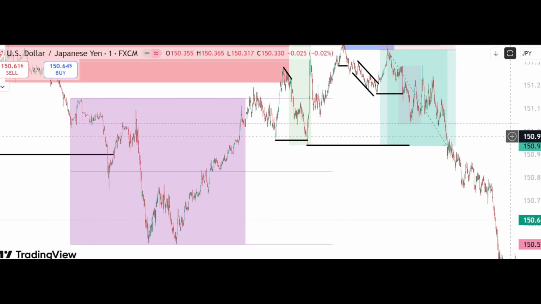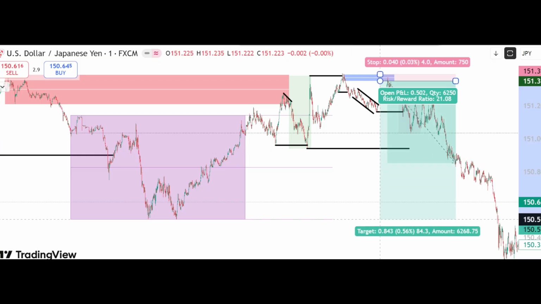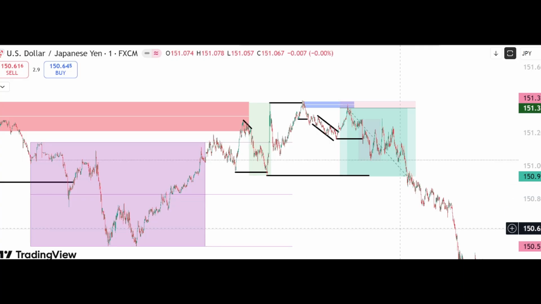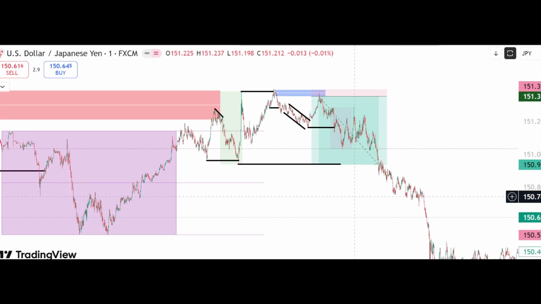If I had targeted, let's say, the Asian low, I would have made much more, as you can see, 21 hours. But I did not know if this would take 2 days or a whole day. So this one only took like 2 hours. I was afraid that price would lose momentum at London close around here, so I closed it at this low.